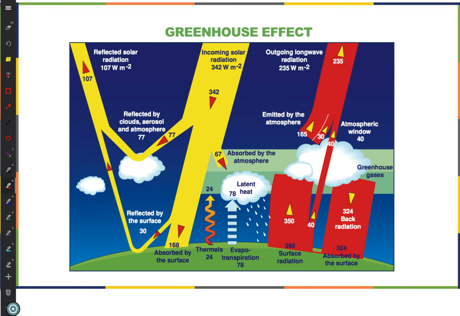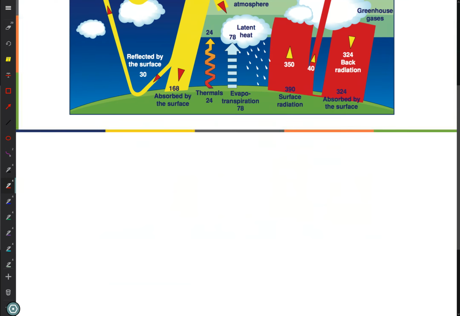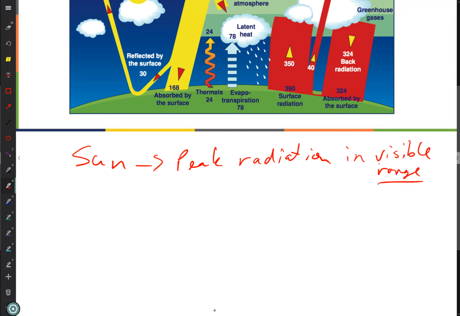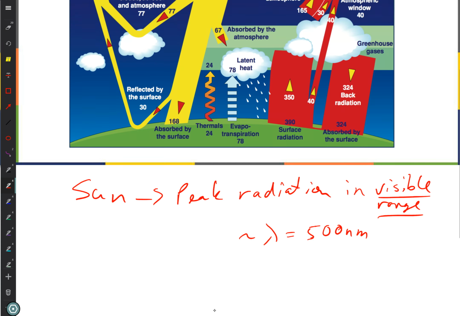The basis of the greenhouse effect is that the sun has its peak radiation in the visible range, somewhere around 500 nanometers in wavelength. So the sun is giving off this radiation at about 500 nanometers in wavelength.